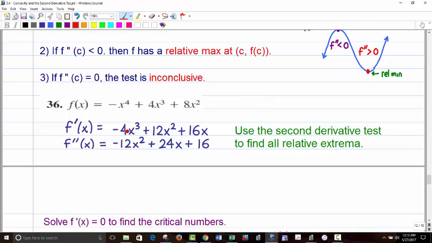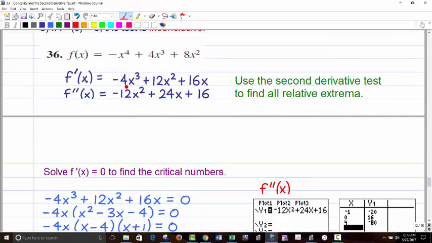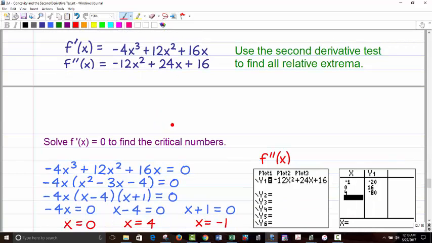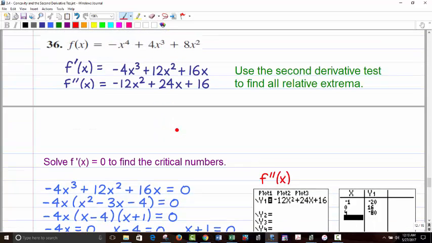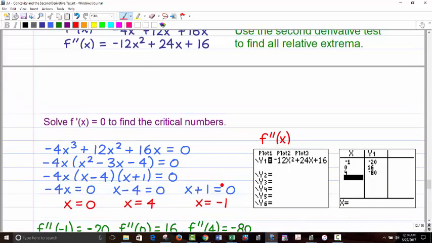So here's an easy polynomial. We take the first two derivatives, but we're going to take that first derivative to get the critical numbers. Take a look at that. I factored out a negative 4x. Be careful anytime that you factor out a negative sign that you change all the signs accordingly. And x squared minus 3x minus 4 will factor into x minus 4 times x plus 1. So we end up with three critical numbers, 0, 4, and negative 1.